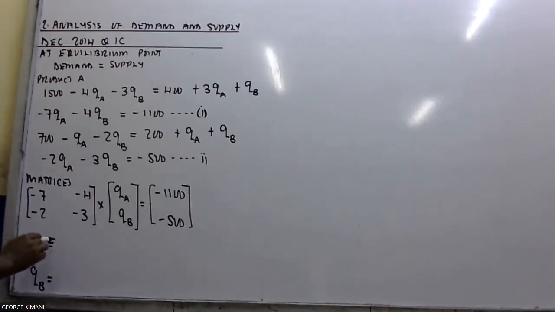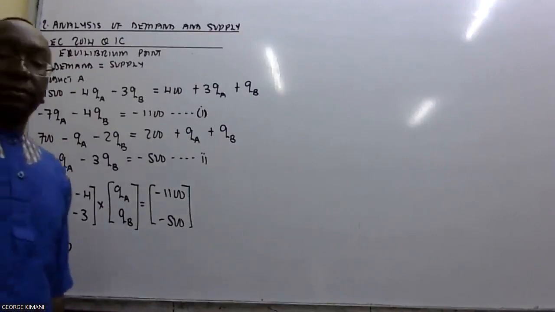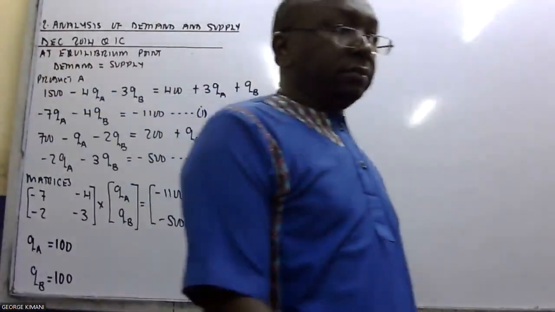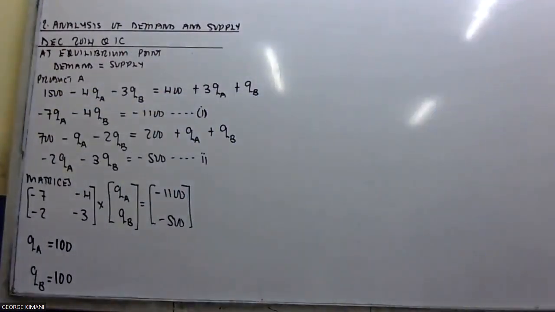When you solve, this one should be 100 as well as this one. That's all.